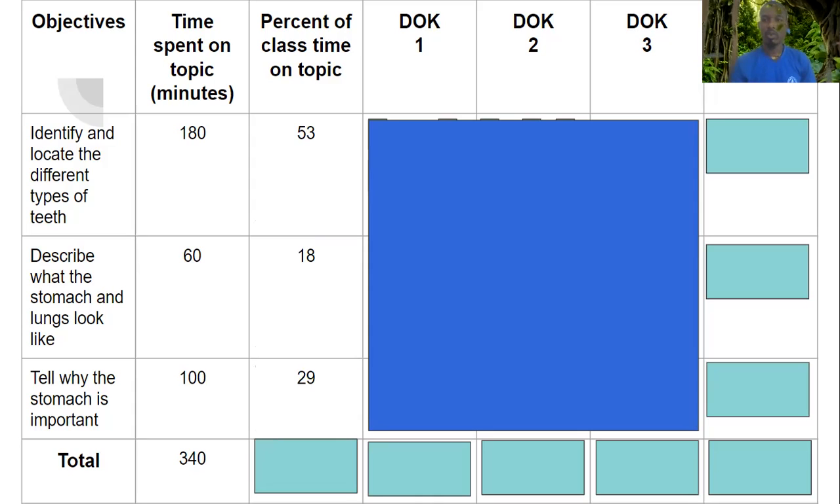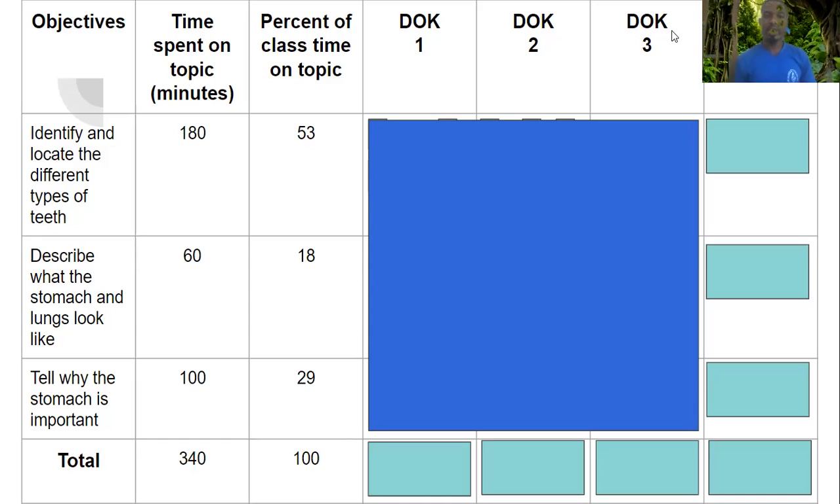Very important though, in this column, percent of class time, it must be a case where when you add these numbers, these percentages, it must add up to 100%. Very important, teachers. So calculation there, 100. What do I need to do next?